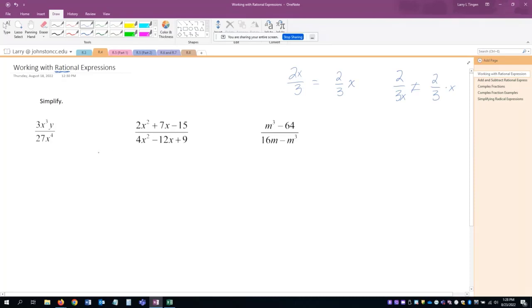The problem tells me to simplify these, which means just divide, if possible. So my first one here, my numerator is 3x cubed y, and the denominator is 27x to the 4th. So do your division. 3 and 27 both have a factor of 3.